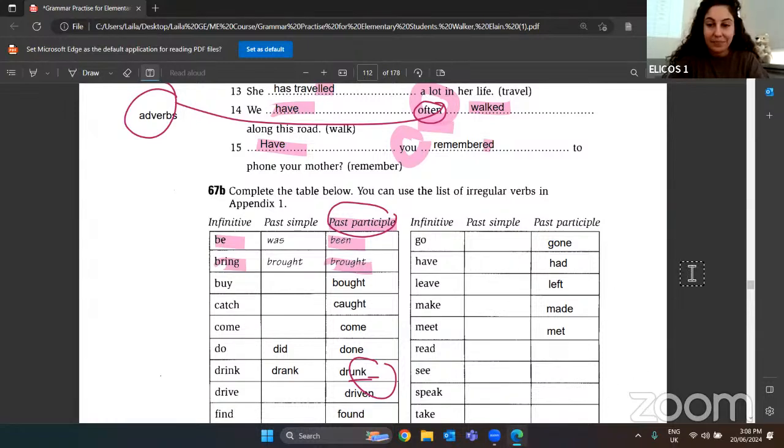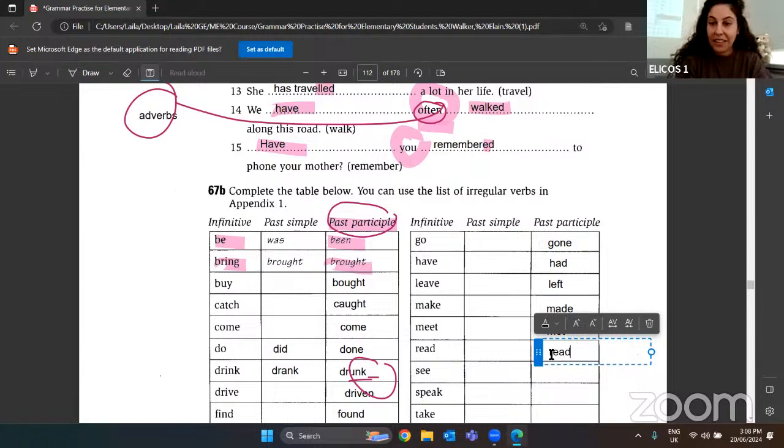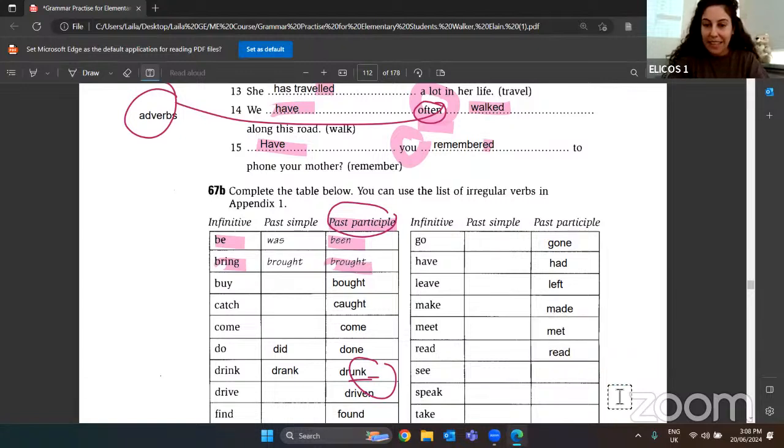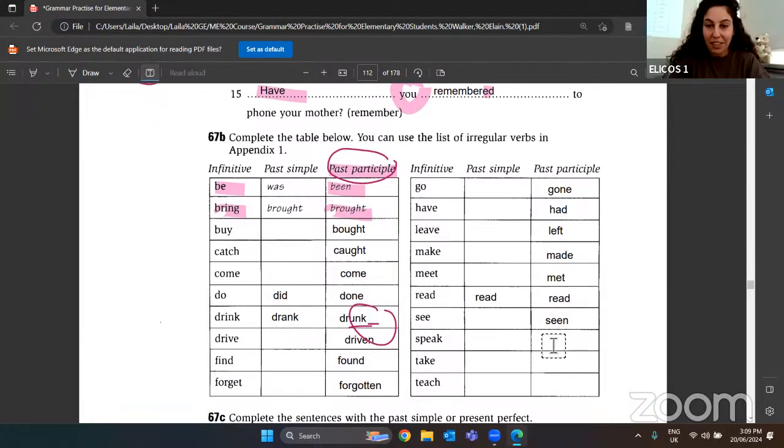Read. I have read that book before. It has a different pronunciation to this. I read a book last night, because you remember the past simple, we say that. I read a book last night, but this is, yes, I have read that book before. See. Seen. I have seen that movie.